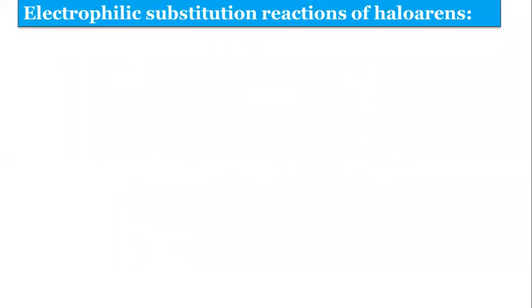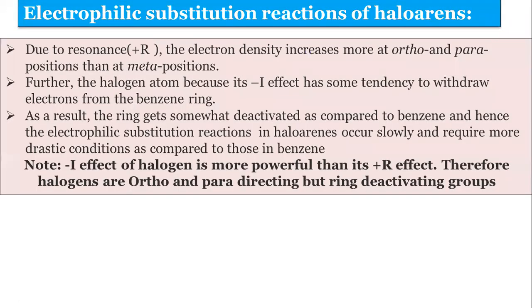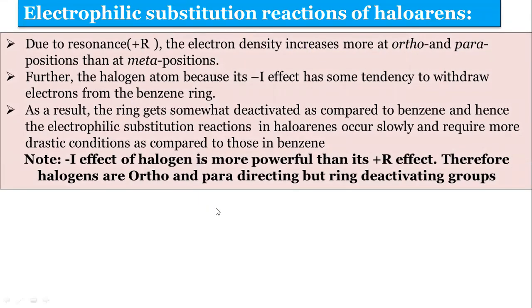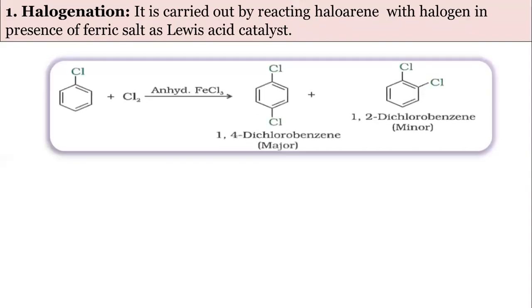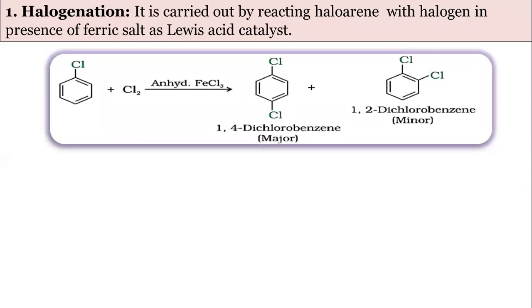So this is the difference between nucleophilic substitution reactions of alkyl halides and aryl halides. The last part of this chapter is electrophilic substitution reactions. In electrophilic substitution reactions, electrophiles are positively charged species. These reactions were also studied in the 11th standard. Halogenation means addition of halogen.